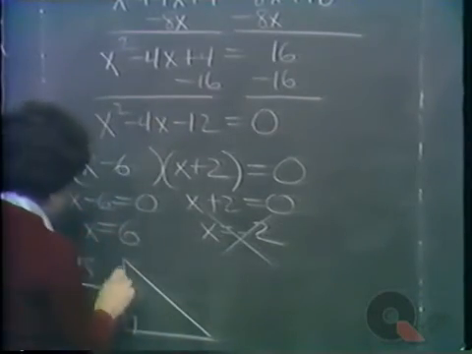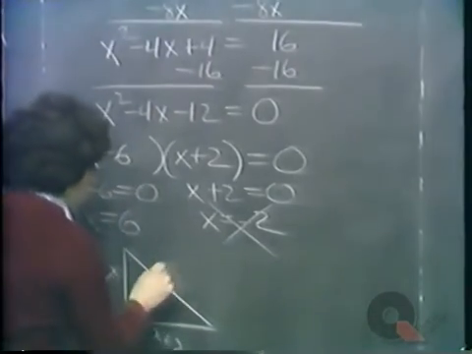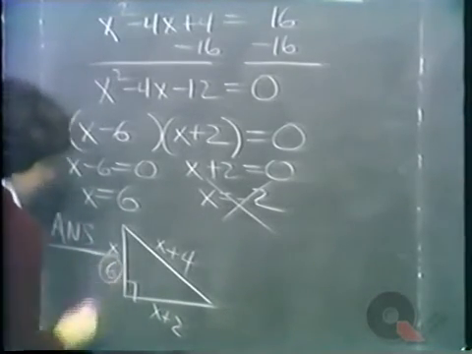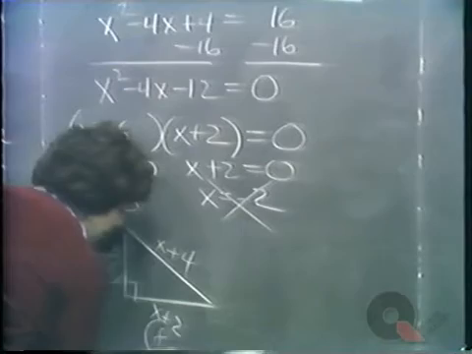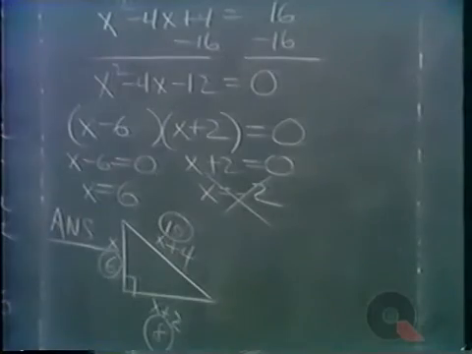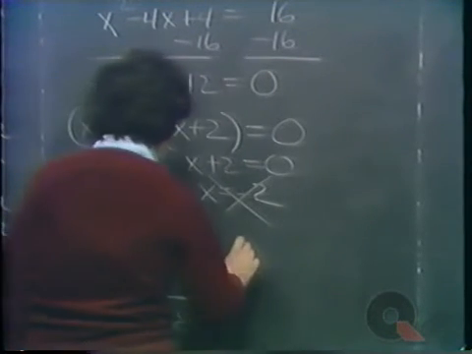Remember, x, x plus 2, and x plus 4. So we have 6 here, 6 plus 2, that's 8 here, 6 plus 4, that's 10 here. So the lengths of the sides of the triangle are 6, 8, and 10. And check.